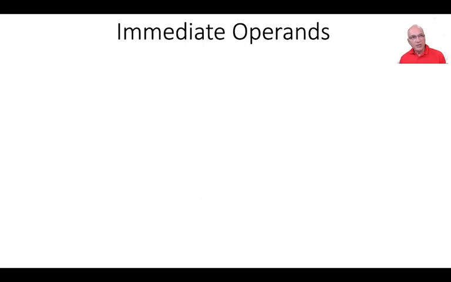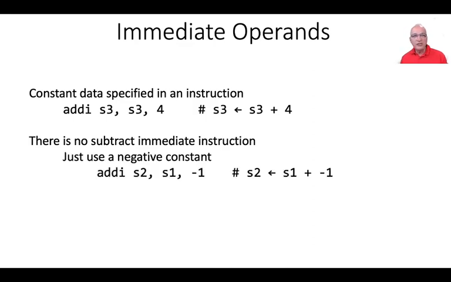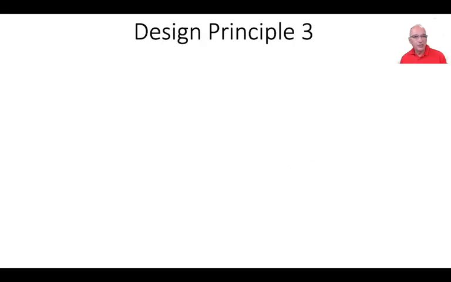We can also have immediate operands. For example, I could have an addi, that is an add immediate, that will be adding the constant 4 to the register S3, and in this example, putting the result in S3. There is no subtract immediate instruction because I can simply add a constant, for example, -1. The value of the immediate that appears in the instruction will appear in 12 bits, and will be sign extended to 32 bits before it's added, in this example, to S1.